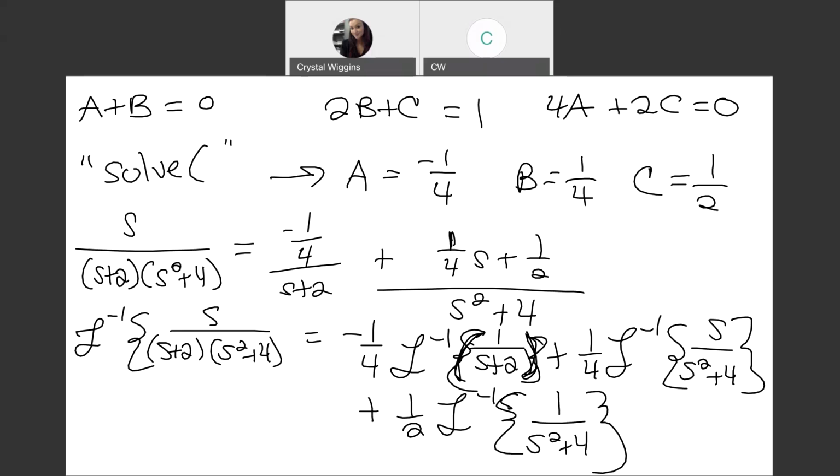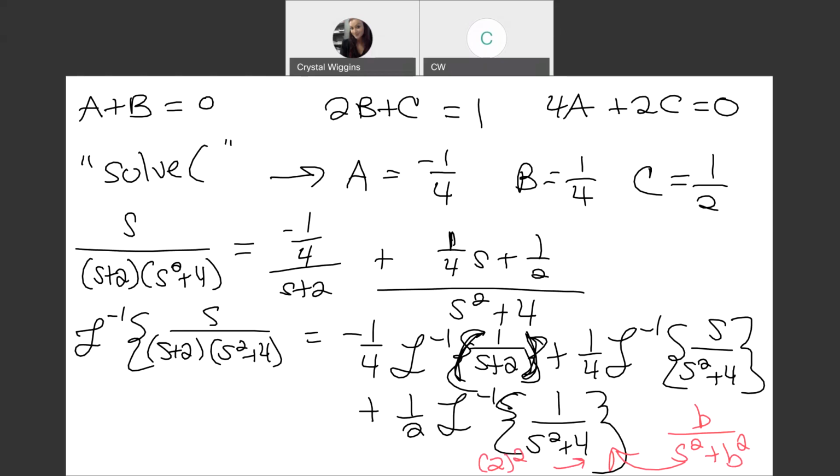Now we have to do a little bit of manipulating for this last one. If you look into the chart, remember for this one, the chart was b over s squared plus b squared. Well, if we rewrite this 4 as something squared to recognize what b would have to be, it would be 2 squared, right? So we don't need to do that square root thing because we got 2. This 2 squared is 4. Square root of 4 is 2.